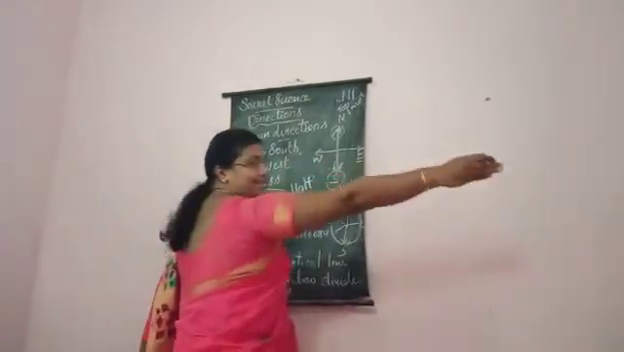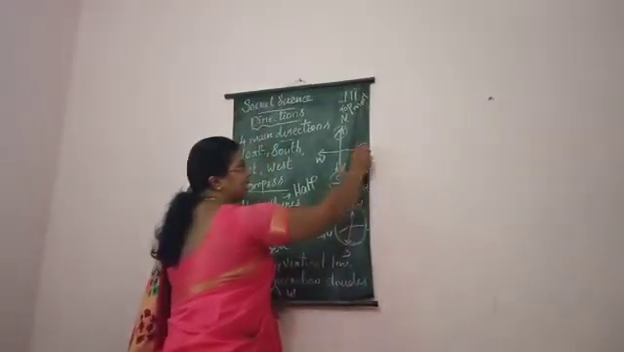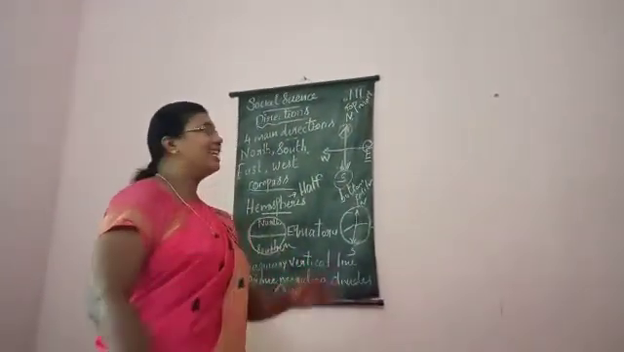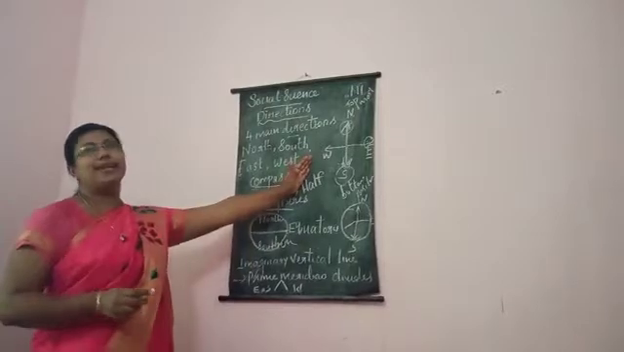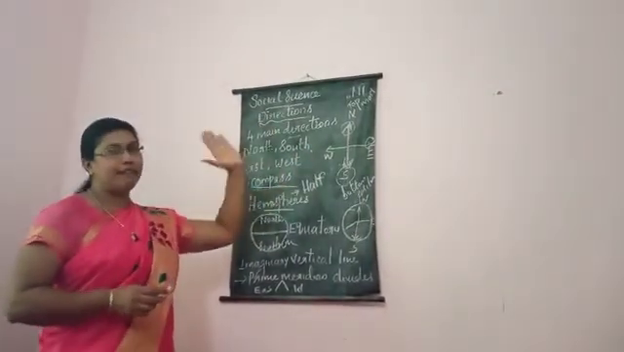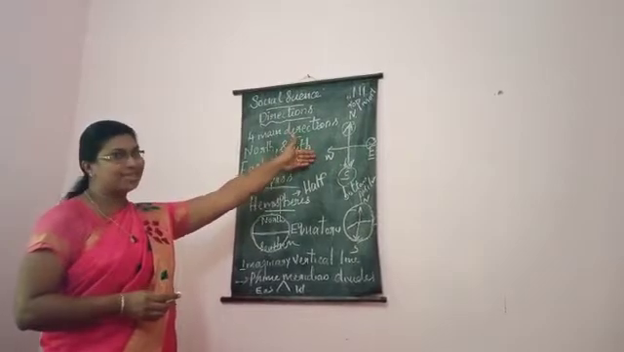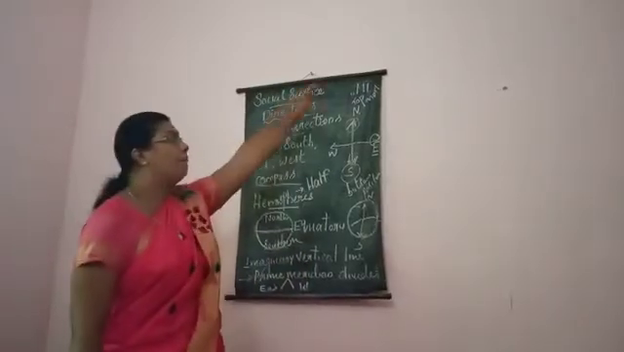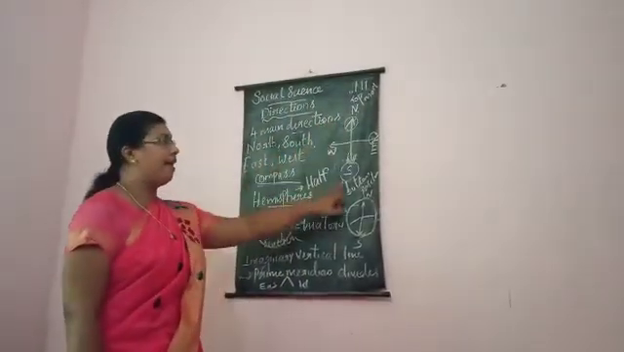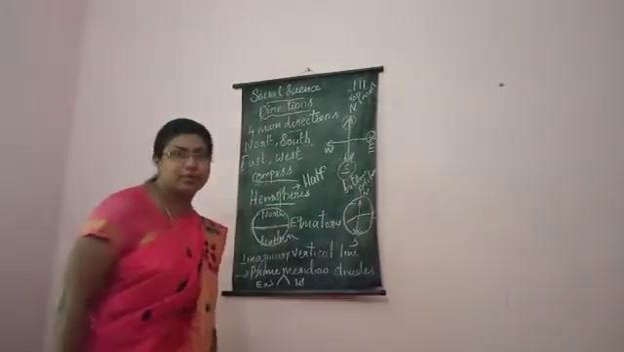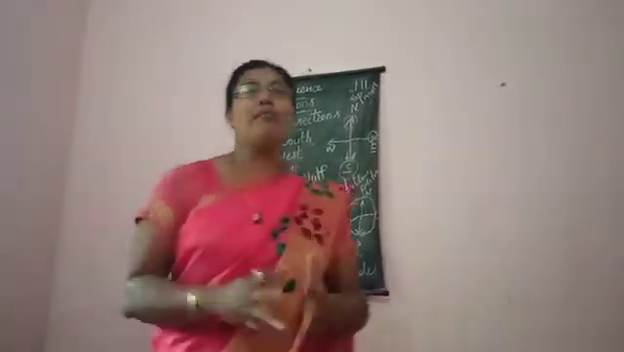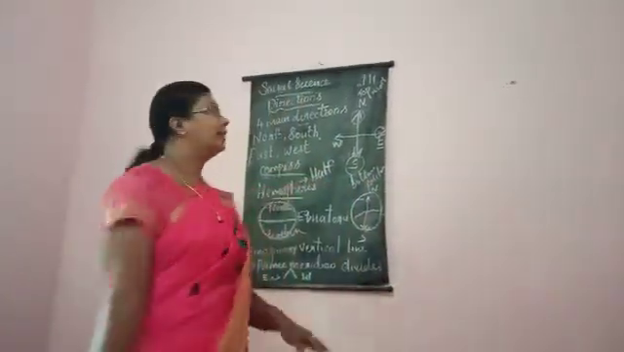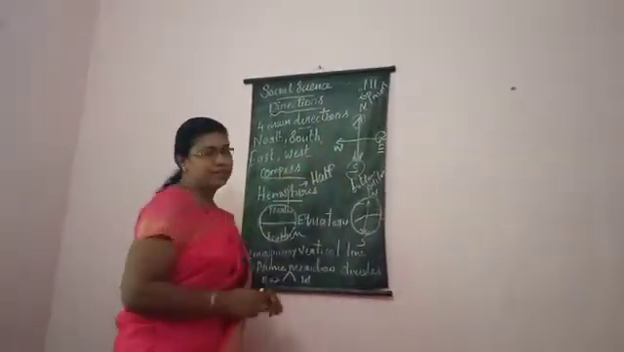Our right hand side indicates east and our left hand side indicates west. Top indicates north and bottom indicates south. Are these directions clear for you? North, south, east and west are the four directions.